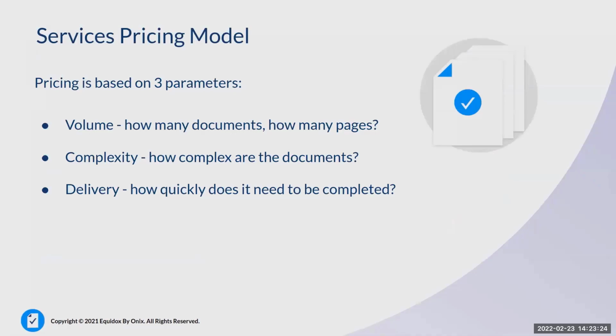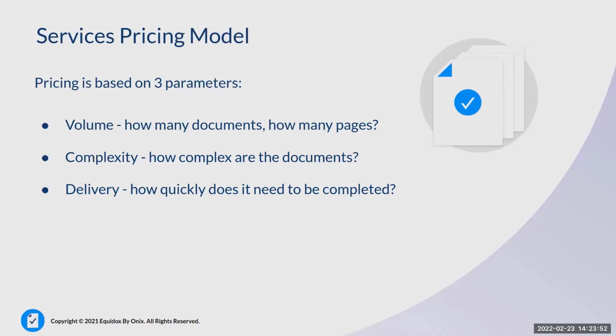We often get questions about the pricing model for our services. Pricing is based on three parameters. First, the volume. How many documents are you working with? How many pages are there? That's a main factor in the pricing, because we do charge at the page level. Second, the complexity of these pages. Are these documents very complex, or are they simple, text-based Word documents? It really can depend, and it can impact the pricing.